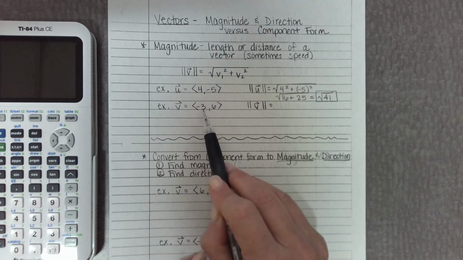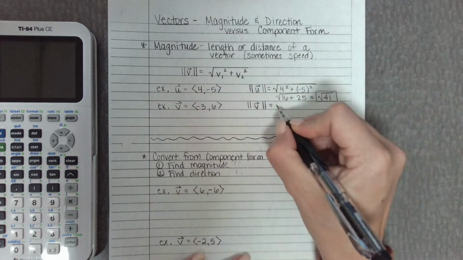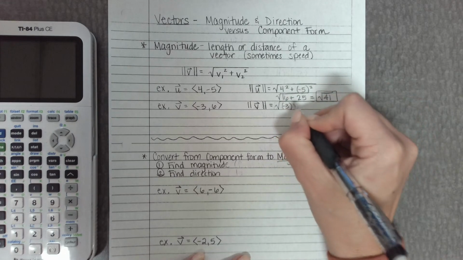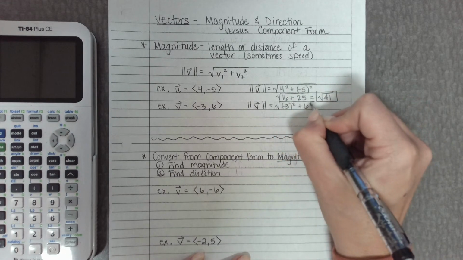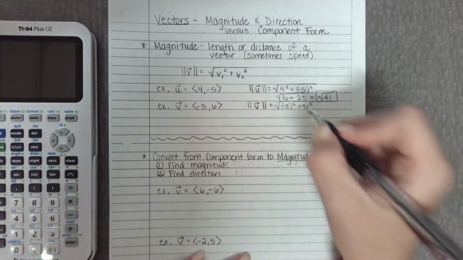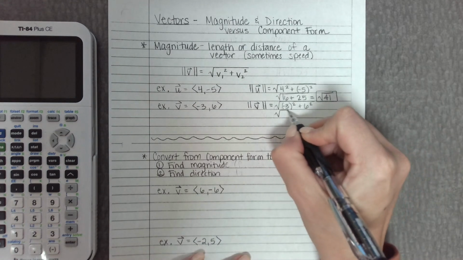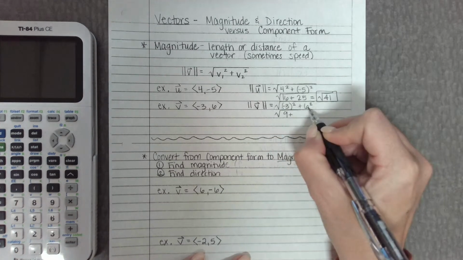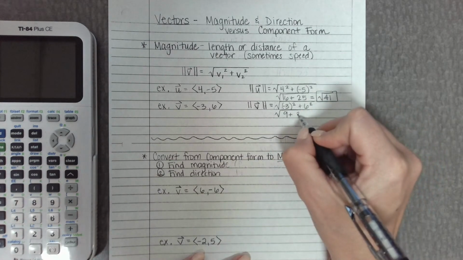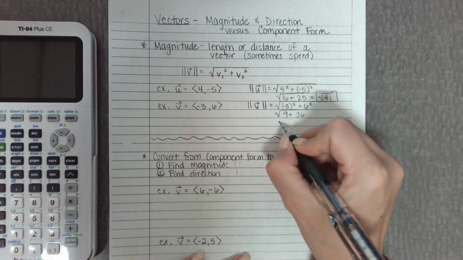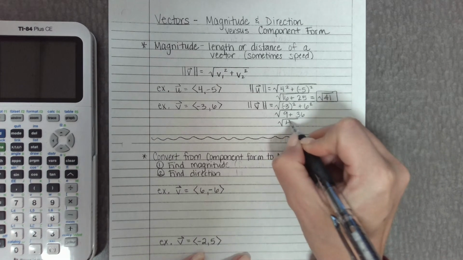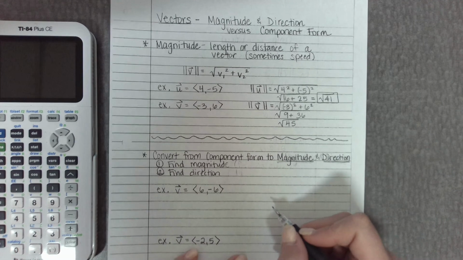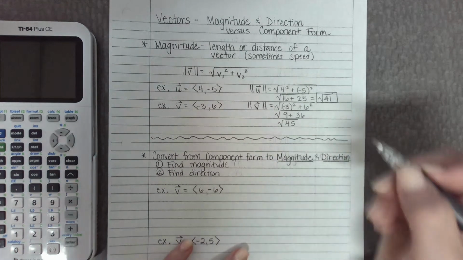Okay, next example, we have -3 and 6. So we're going to do the square root of (-3) squared plus 6 squared. All right, so (-3) squared is going to be 9, and 6 squared is going to be 36. And then 9 plus 36 is 45. 45 does not have a perfect square, but it can be branched out.